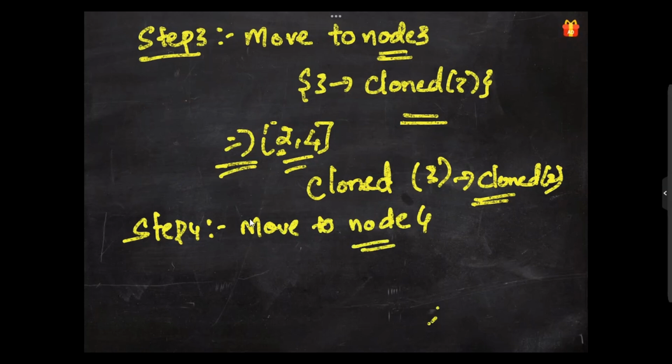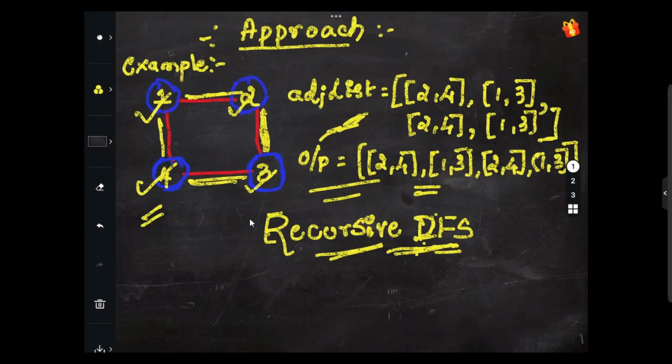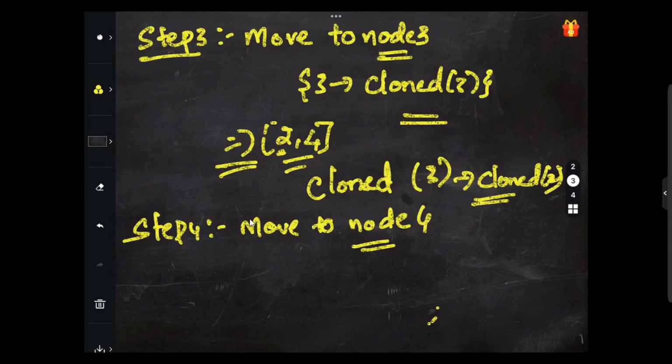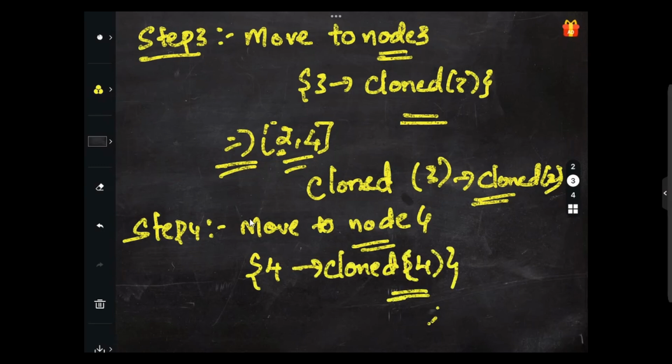Here, what we will do first, so I'll just come here. Now we are considering this one, the 4th node. So let me come here. What we will do here, first we will clone 4. This will be in the hash map, 4 cloned of 4. This is fine. Next step is we have to visit its neighbors.